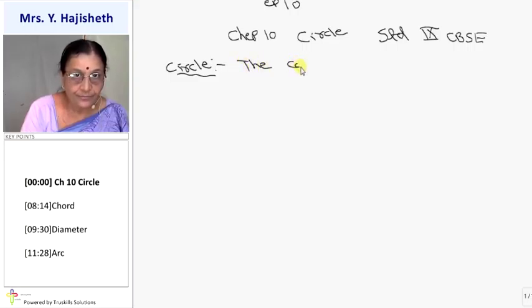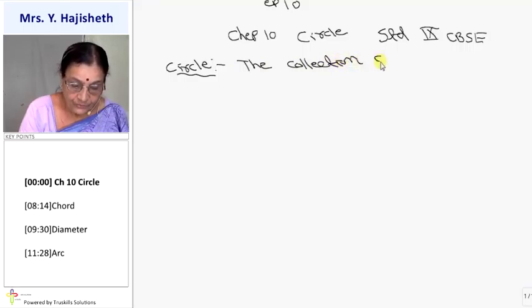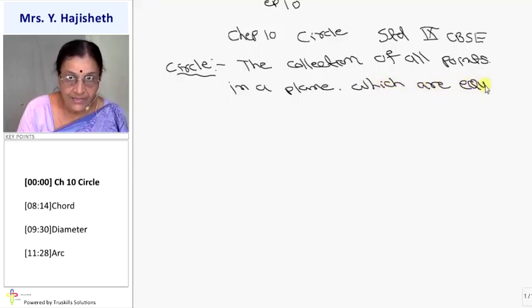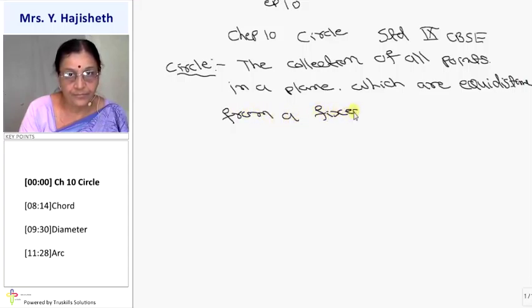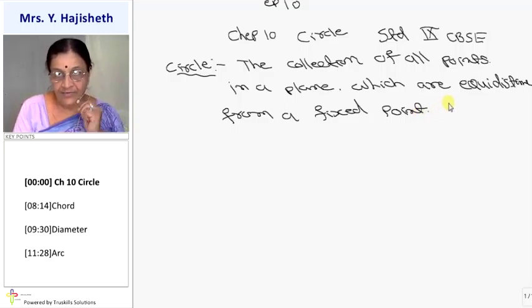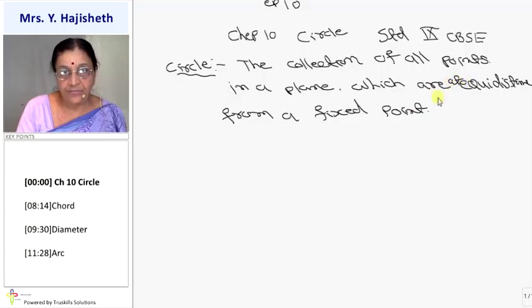The collection of all points in a plane which are equidistant from a fixed point is called a circle.